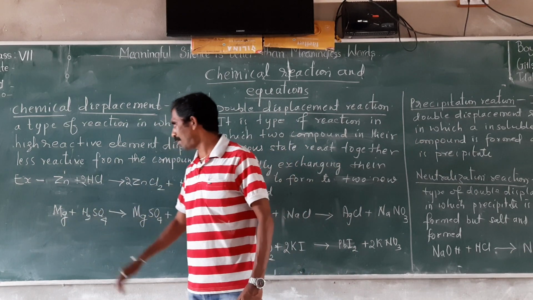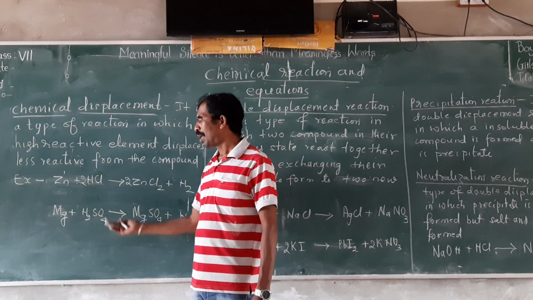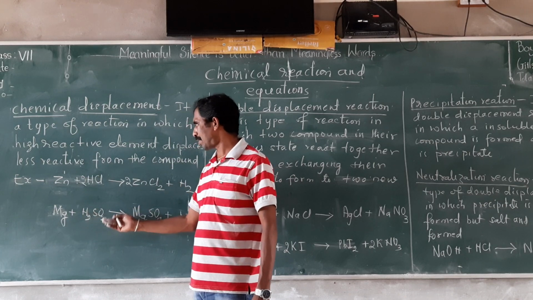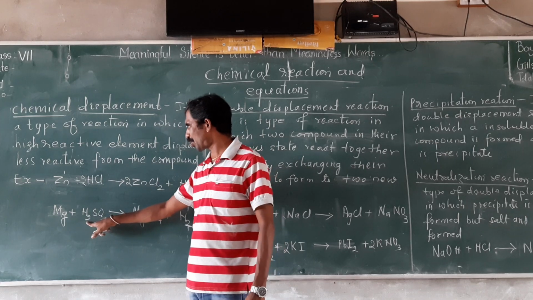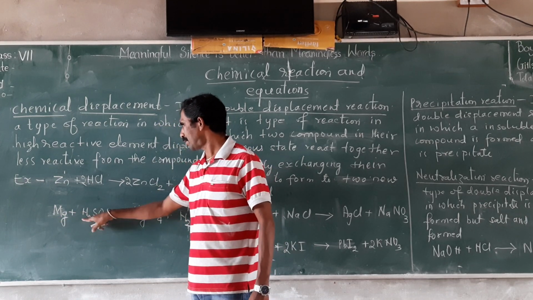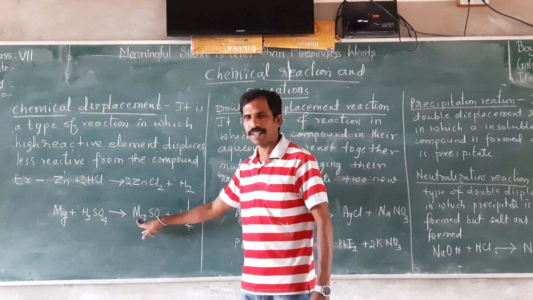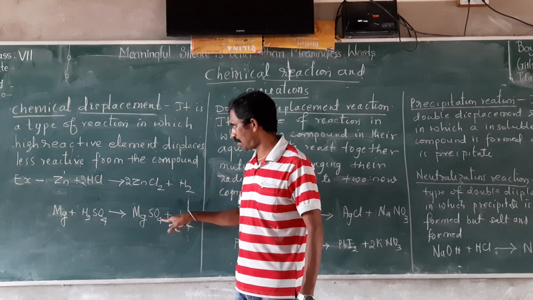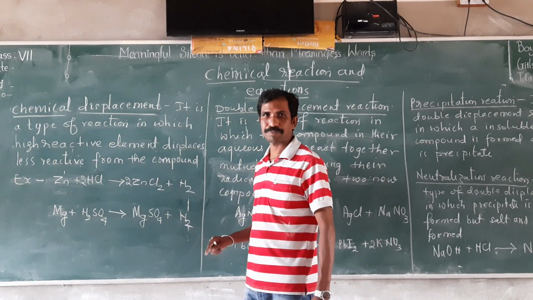Similarly, one more example, magnesium. Magnesium is also a highly reactive element which displaces the hydrogen from sulfuric acid. The formula for sulfuric acid is H2SO4. Here, magnesium displaces the hydrogen. In place of hydrogen, magnesium has occupied the hydrogen's place and a compound is formed, that is magnesium sulfate. And here also hydrogen is liberated.